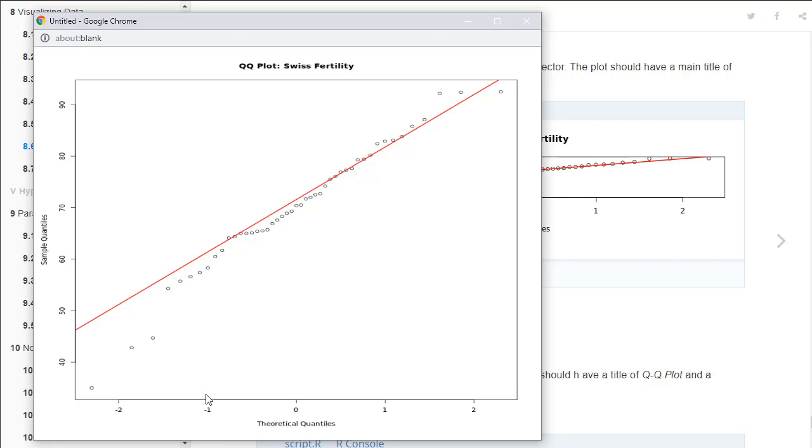And again, I would call this a well-distributed normal distribution. All of those circles are pretty much in a straight line. There's a few oddballs near the lower end, but that's all right.